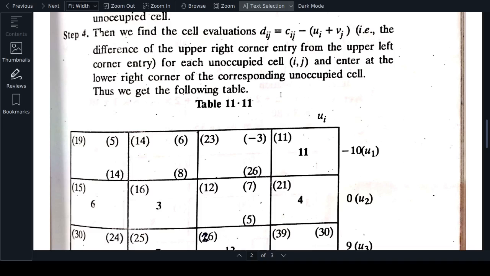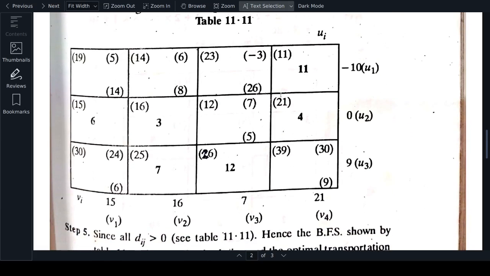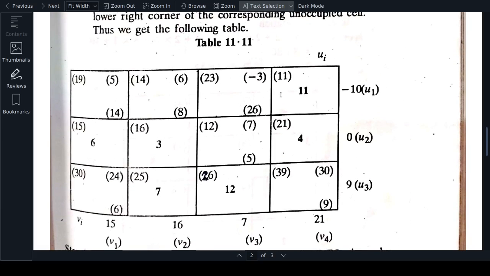First row, Ishita. First row, how many allocations are present? Arvas, Dipanshu? Sir, one. Yes, one.